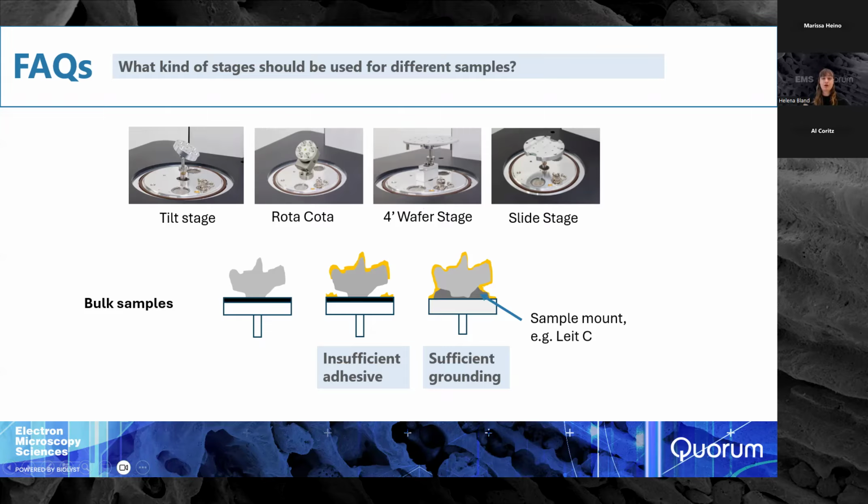We then have our rotocoater, which is our planetary stage. So a planetary stage has rotation in 2 separate directions, which means we get super uniform coating along a complex 3D structure.